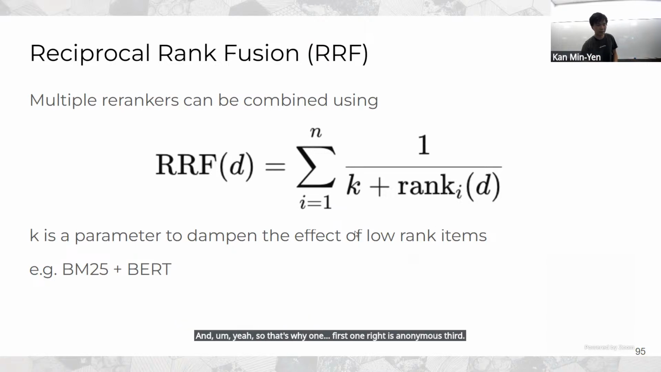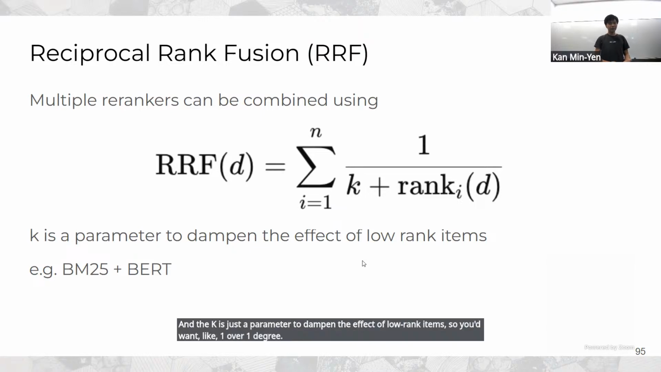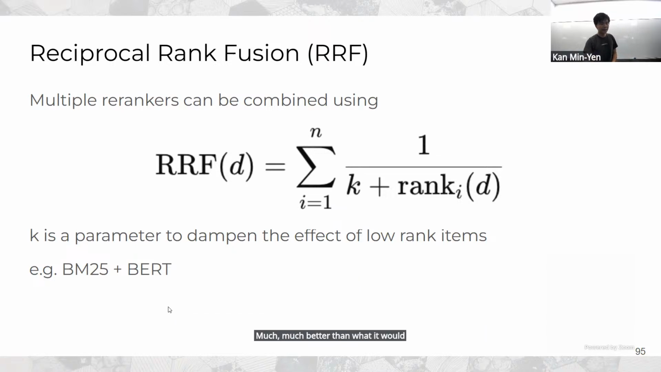And the K is just a parameter to dampen the effect of low-rank items, so you don't want 1/1 to be much better than 1/2. Usually K is like 60 or something. So that dampens the effect of very low-rank items.